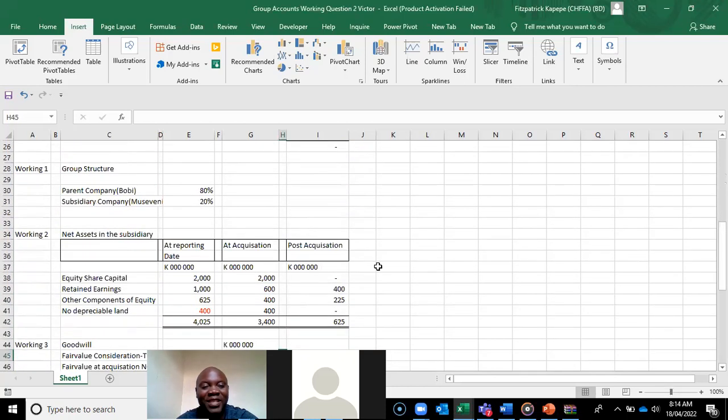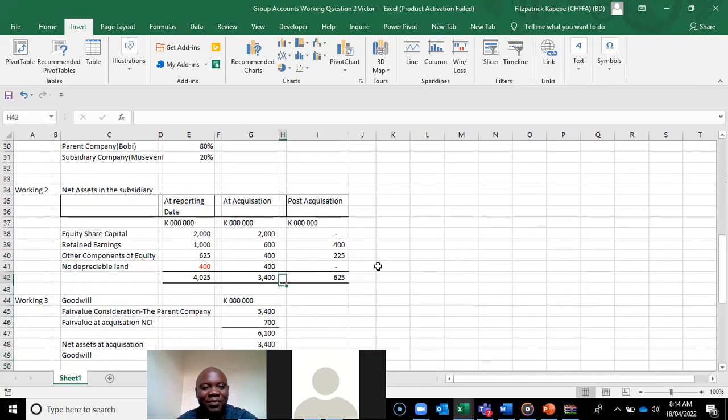So let's just check on the workings. What you did from equity share capital up to other income was okay. The only thing you missed was at report date. We needed to adjust to include the non-depreciable land of 400, which obviously was also at acquisition, giving us post-acquisition where we have zero this side. But the advantage, because it is non-depreciable, we are not going to task ourselves to include depreciation on this one. No, we are not going to do that.